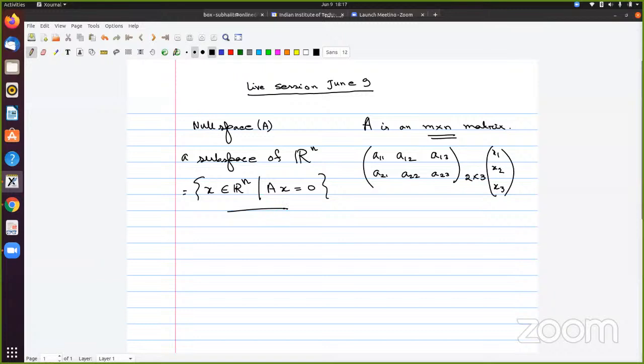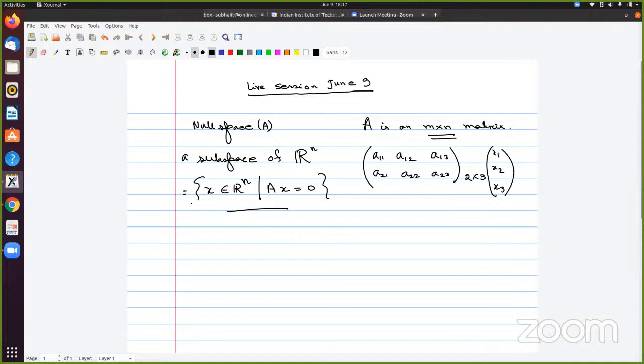Basically it is the solution set of Ax equal to 0, where A, the matrix we started with, works as the coefficient matrix. But actually the definition of null space is that it is a subspace of Rn for an m cross n matrix such that Ax equal to 0. I mean, when I multiply A with that vector, it gives me the 0 vector.